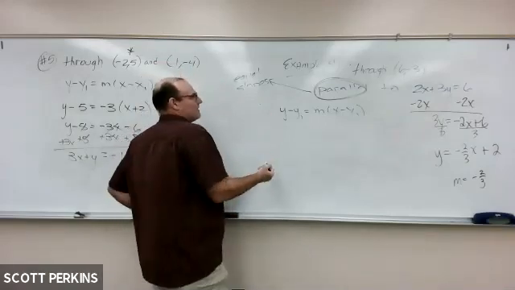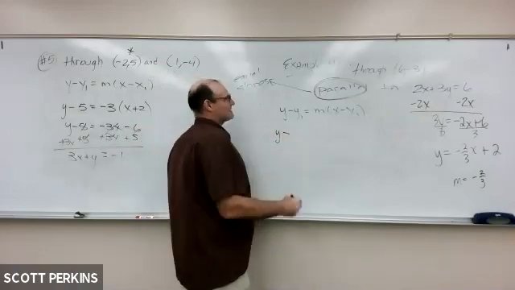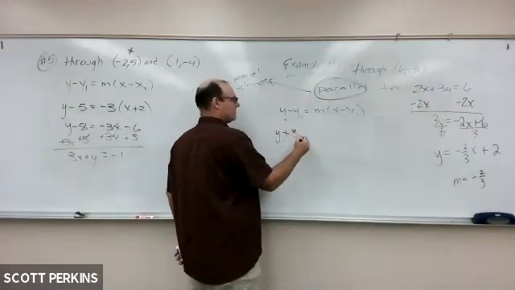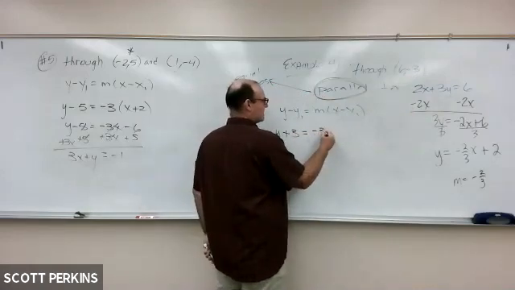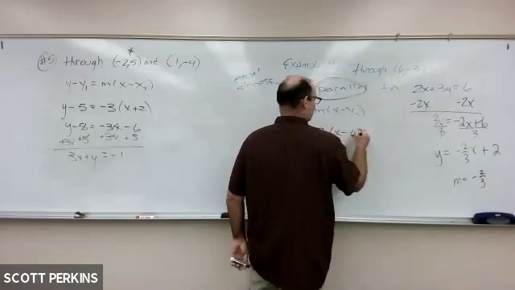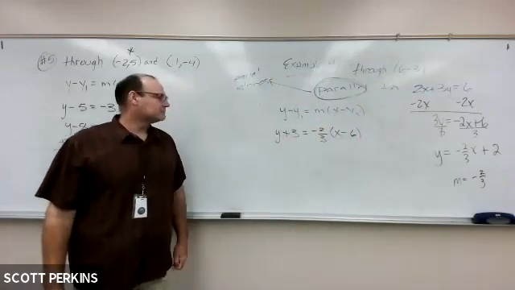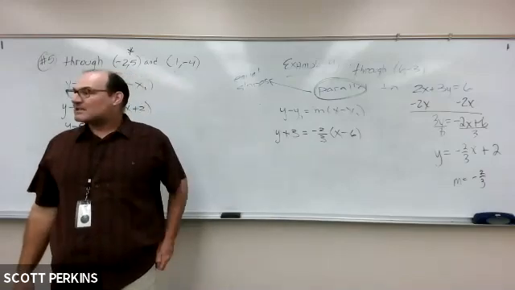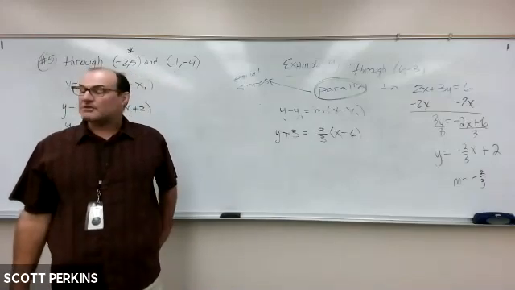All right, here goes. So I've got y minus negative 3. So y minus negative 3 is y plus 3. The slope is negative 2 over 3. X minus 6. This time, I did not ask for standard form. I said, let's go to slope-intercept form.